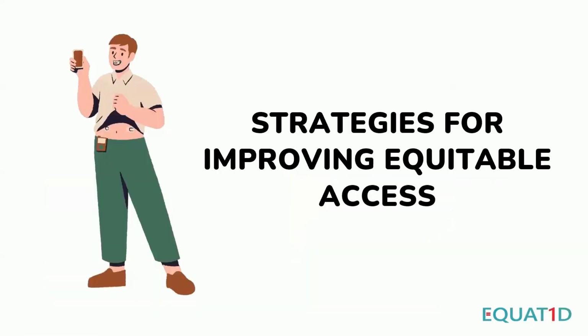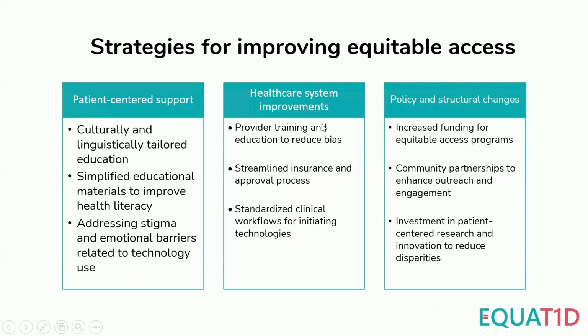So what are some strategies for improving equitable access? We've done a review of a number of studies that have looked at this, and they can be described in three main areas. The first is patient-centered support. Studies have shown that providing culturally and linguistically, so language-tailored, education can be helpful. Providing simplified educational materials to improve health literacy. And then addressing stigma and emotional barriers related to technology use.